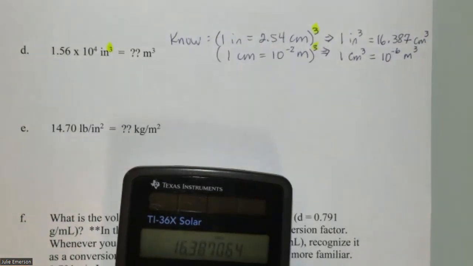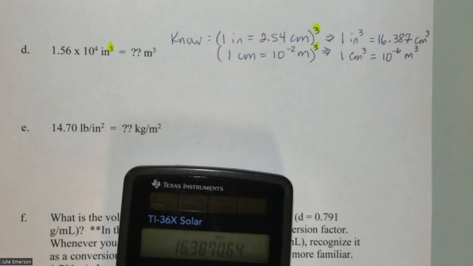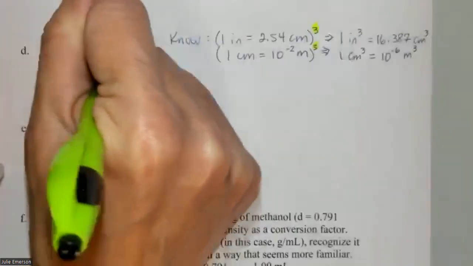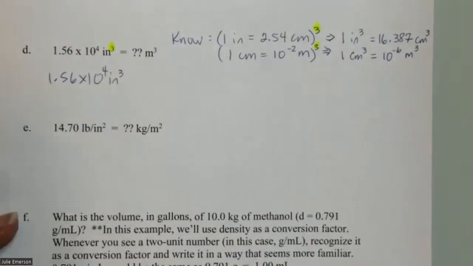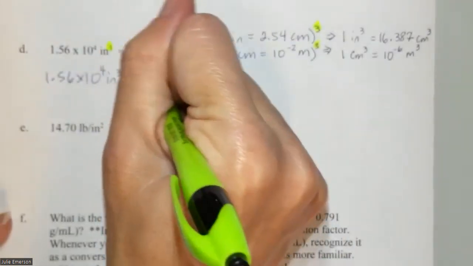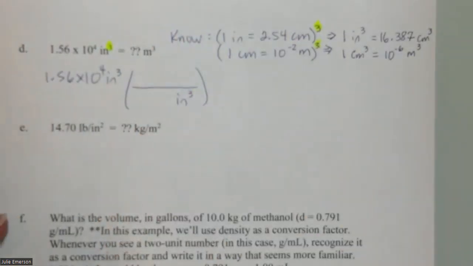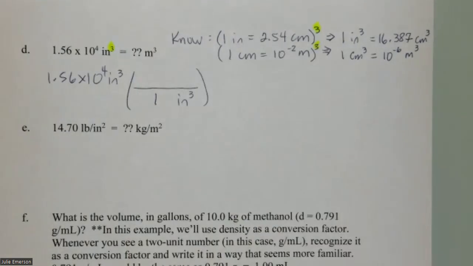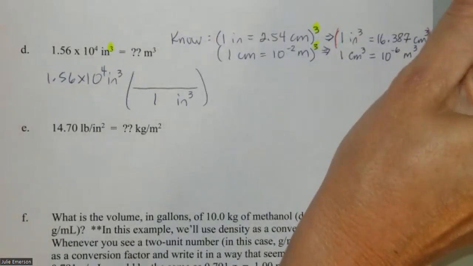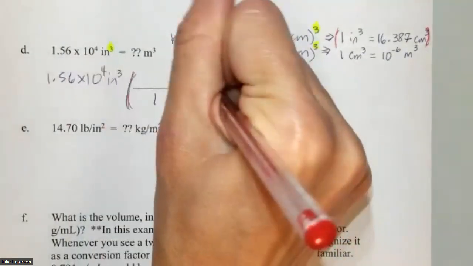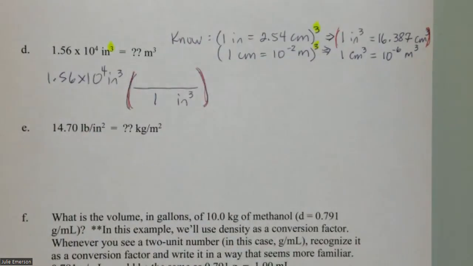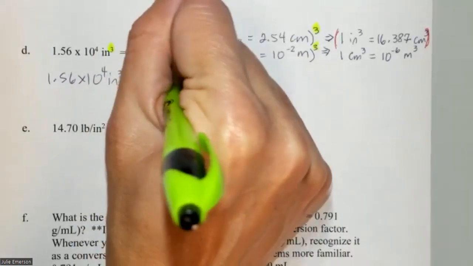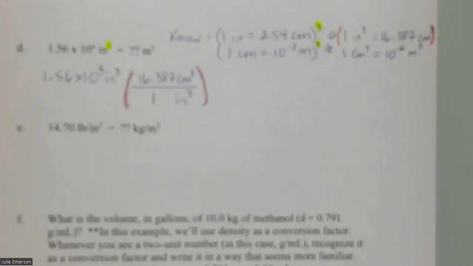Okay, so we cubed everything inside the parentheses for both of those conversion factors. Now I'm ready. So I have 1.56 times 10 to the fourth inches cubed. First conversion step, I want inches cubed on the bottom to go away. Looking at my equivalent statement, 1 cubic inch, I'm taking this conversion and putting it here. 1 cubic inch is equal to 16.387 centimeters cubed.